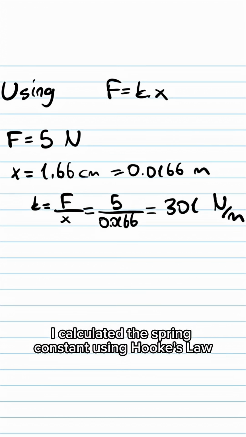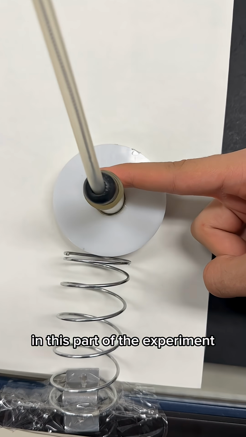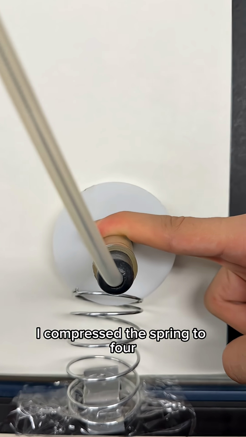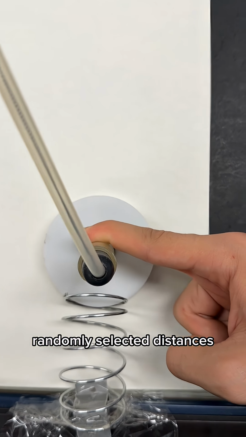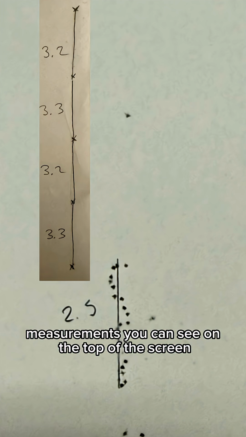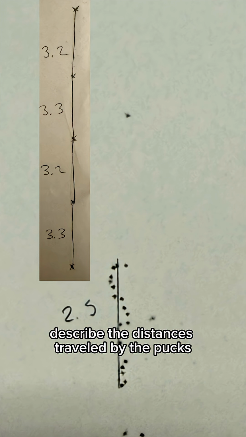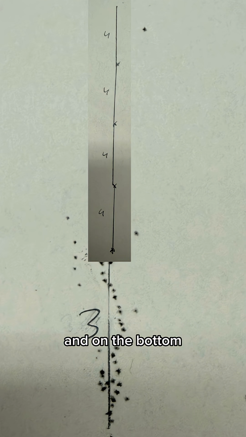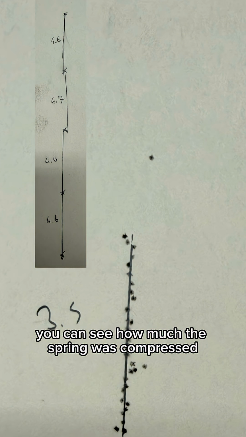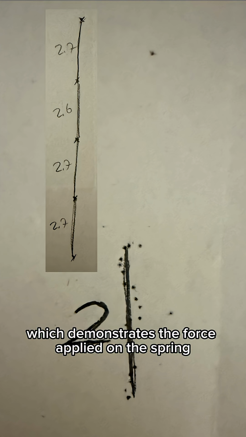First, I calculated the spring constant using Hooke's law. In this part of the experiment, I compressed the spring to 4 randomly selected distances and then released the pucks. Measurements you can see on the top of the screen describe the distances traveled by the pucks, and on the bottom you can see how much the spring was compressed, which demonstrates the force applied on the spring.